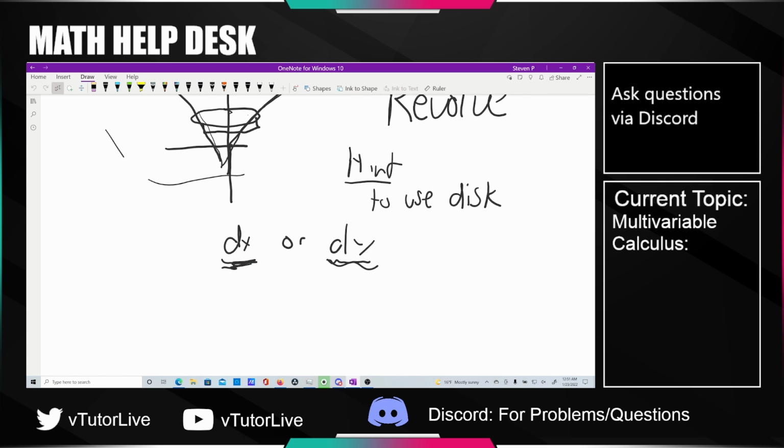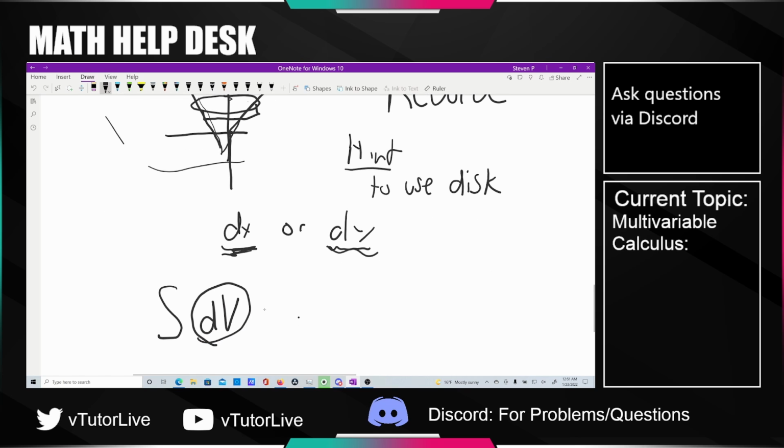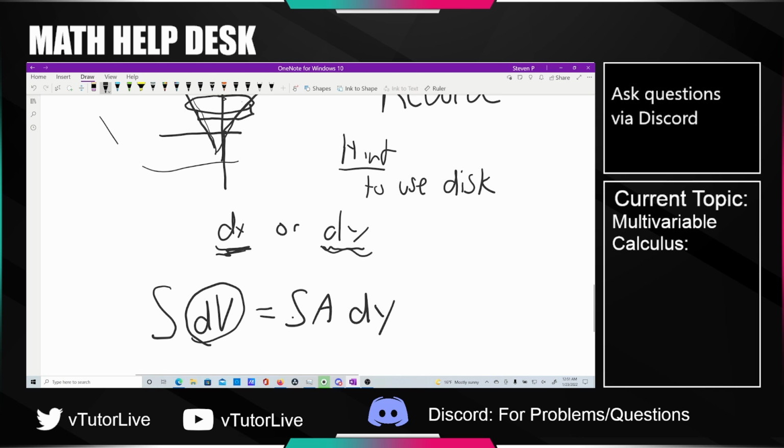The idea is if we sum up each of these differential volumes, where dV means the differential volume of one of these cylinders. It's a differential volume because even though it has a nice big circle with some area A, the height is infinitesimal. It's a dy. So it's A times dy. You see that? Where A is just the area of the circle.